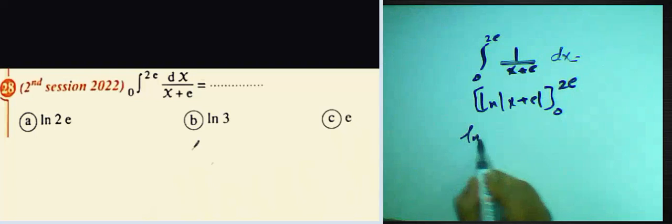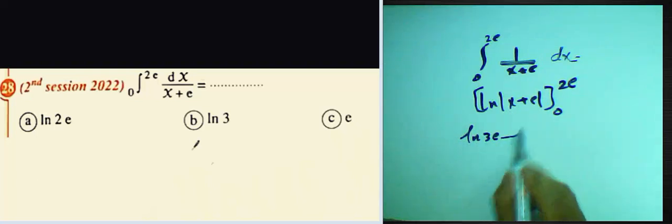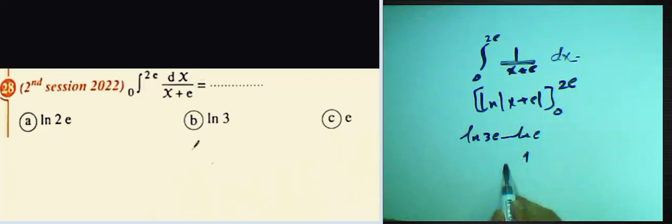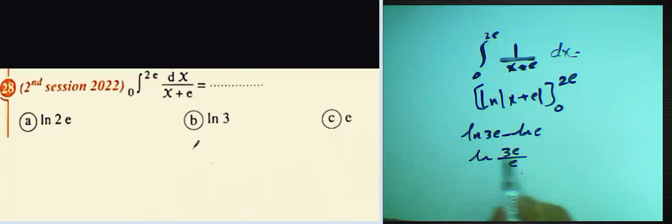Write ln here, 2e plus e equals 3e, subtract ln of 0 plus e, which is e, and ln e equals 1. Ln 3e we can write as ln 3e over e, because we have a subtraction between two logarithms with the same base e. Then the result will be ln 3. It's the result, ln 3.